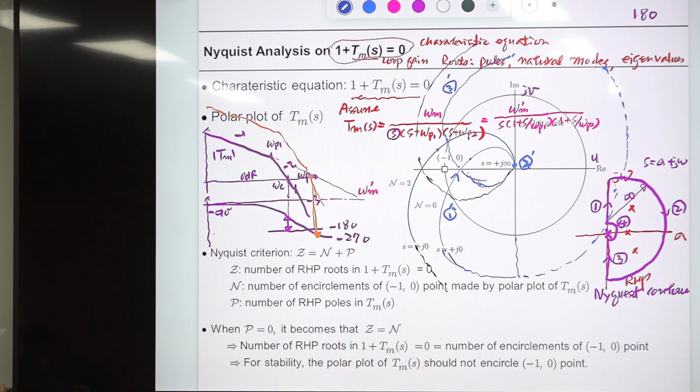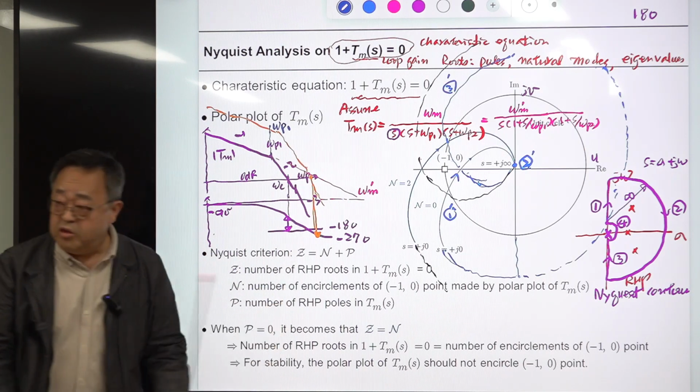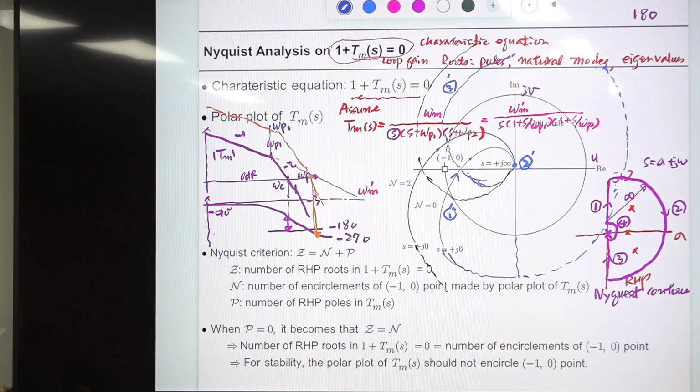So this is omega; the figure is not correct. This corner is different, and omega p2 was here, so you should have omega p2 here.